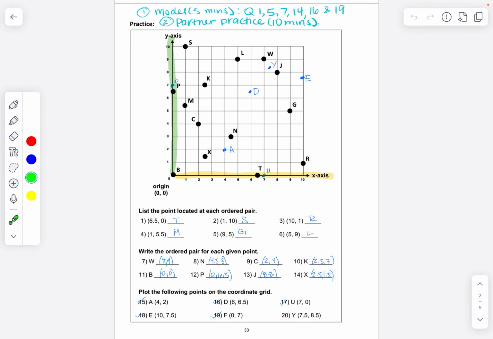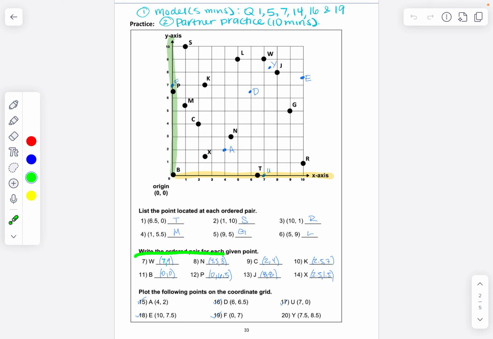Question 5 is your standard coordinate pair, no decimals, no fractions, no negative numbers. We have to first start at the origin, go along to 9, and then move up 5 spaces. 1, 2, 3, 4, 5. That is G. Okay?